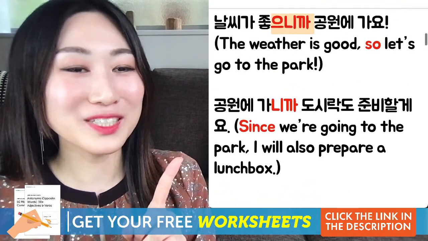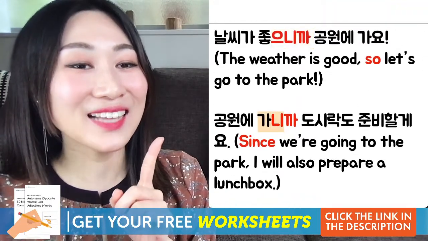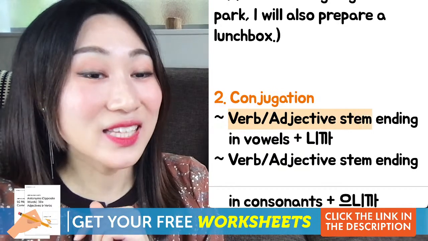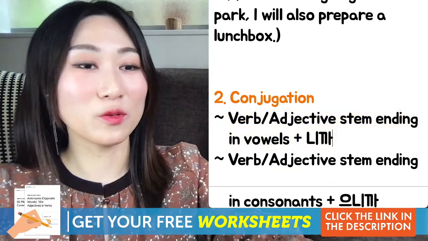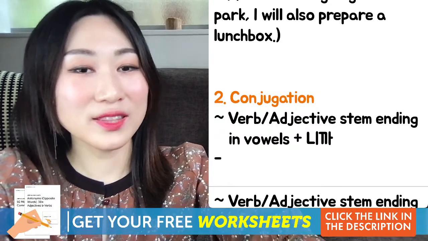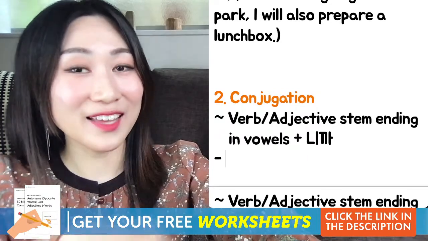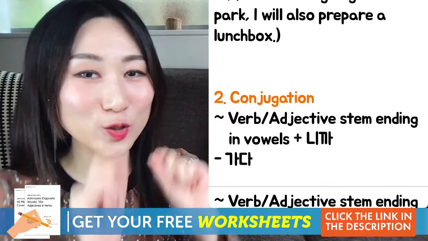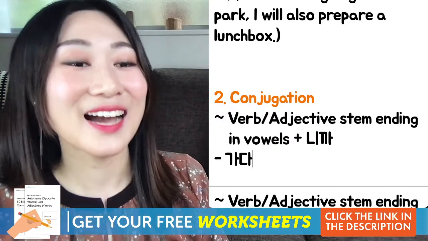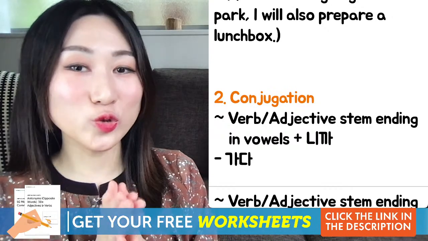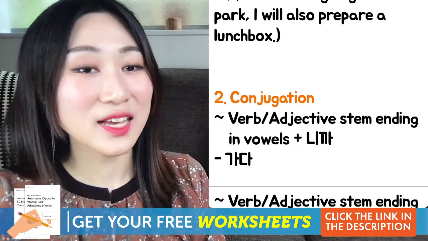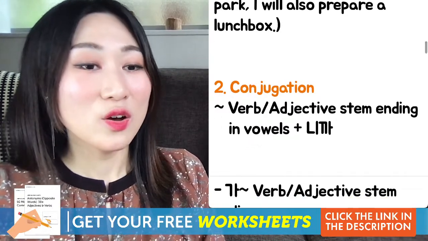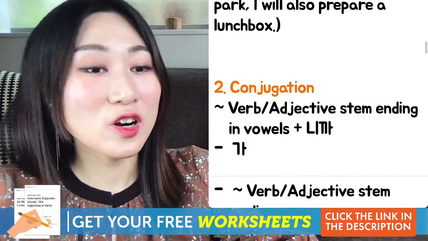So as you probably noticed, 공원에 가니까. So for a verb or adjective stem ending in a vowel, we use 니까. For example, let's use this same verb that I showed in the example. 가다, meaning to go. I go to school, I go to park, I go to work. 가다. And I want to conjugate it. How? First, get the verb stem. What's the verb stem? Verb or adjective stem? Just remove 다.